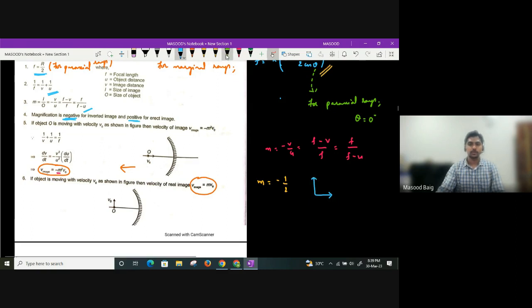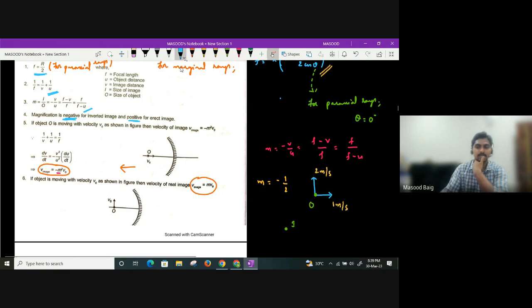Okay, so I'll take this component. This is the object, guys. It has two components, let us say. Parallel to the principal axis, or along the principal axis, it is 1 meter per second. And perpendicular to the principal axis, it is 2 meter per second. Magnification, I'm saying, is minus 1 by 2. I'm asking you, what is the velocity of the image? What will the velocity of the image be, guys?